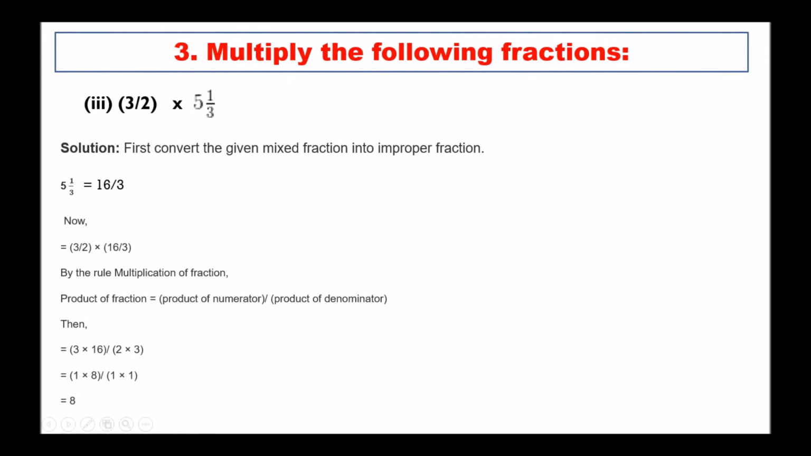Next, 3 by 2 into 5 and 1 by 3. First we will convert 5 and 1 by 3 into improper fraction, that is 16 upon 3. Then we will multiply 3 by 2 into 16 upon 3. So numerators are 3 and 16, that is 3 into 16 divided by 2 into 3. We can cut 3, so it will become 1, 1, and we can cut 2 and 16 also, so it will become 8 and 1. So 1 into 8 divided by 1 into 1. So 1 into 8 is 8 and 1 into 1 is 1. But no need to write 1 here. So the answer is only 8.